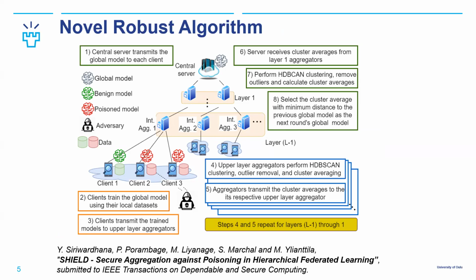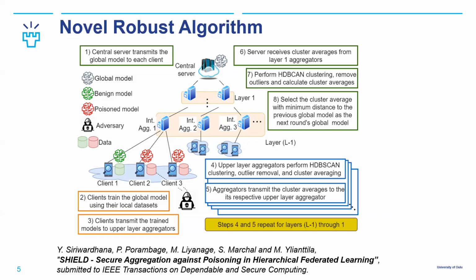The existing robust algorithms against poisoning attacks in federated learning are not suitable for hierarchical federated learning scenarios. Therefore, we designed a novel robust algorithm called SHIELD, specifically designed against poisoning attacks in hierarchical federated learning. As in federated learning, the central server transmits the global model to each client, and the clients train the global model using their local datasets and transmit back to the intermediate layer.